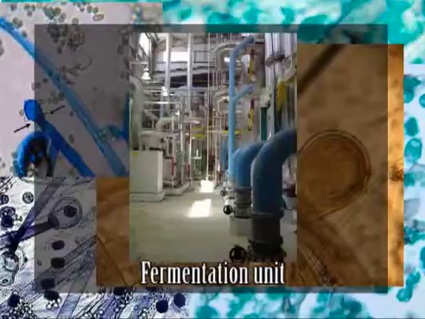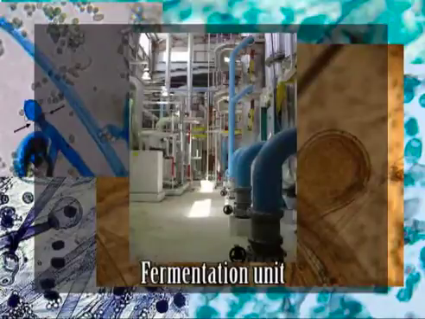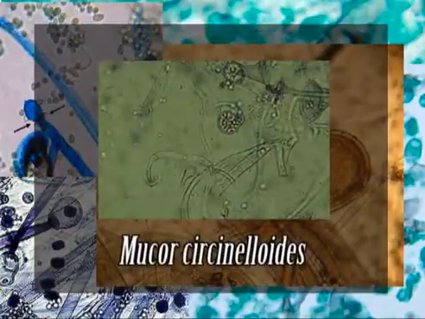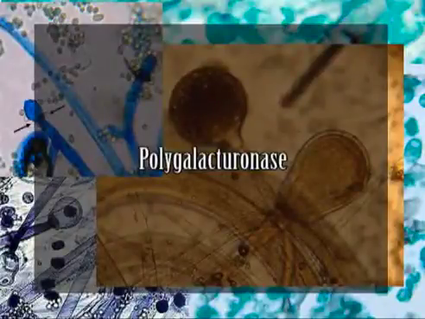The genus Mucor is of considerable economic importance. Many species of Mucor are used in industrial fermentation at the initial stages for converting starch into sugar. Mucor circinelloides is proving to be a promising cost-effective biofuel source. Mucor circinelloides produces an extracellular enzyme, polygalacturonase, which can be of tremendous economic importance.